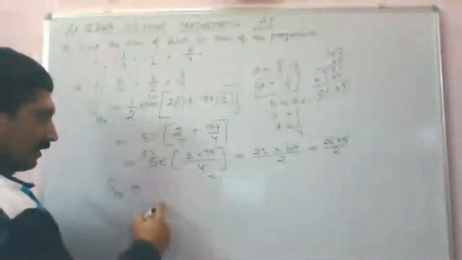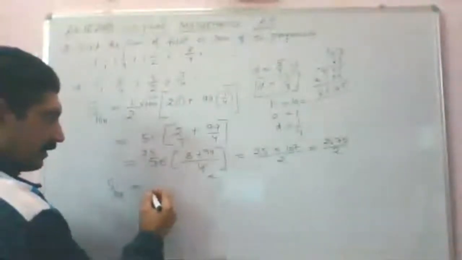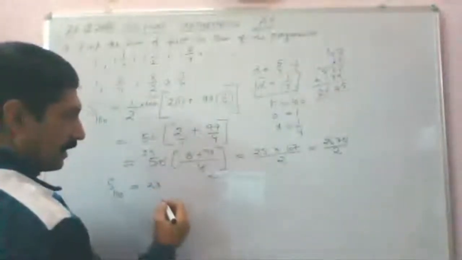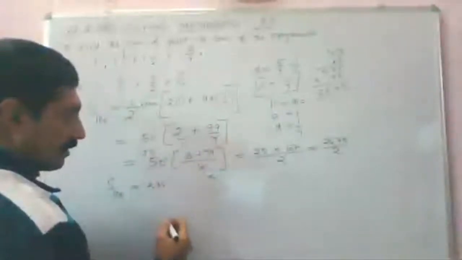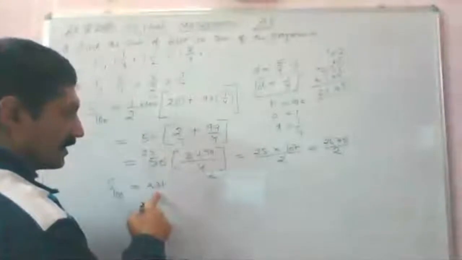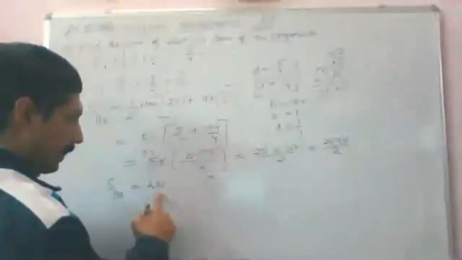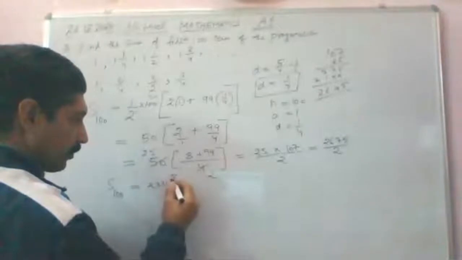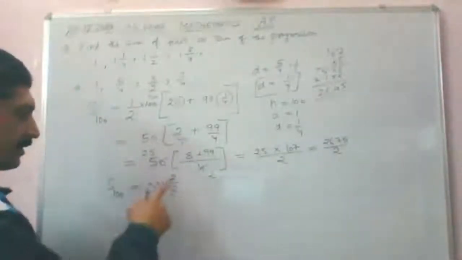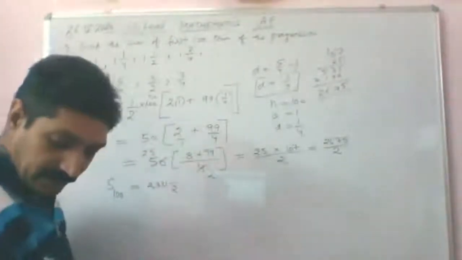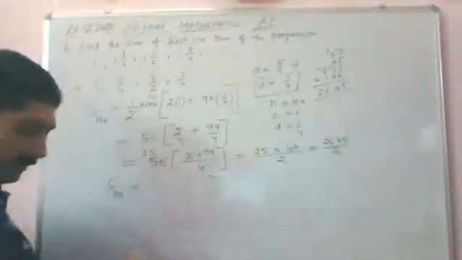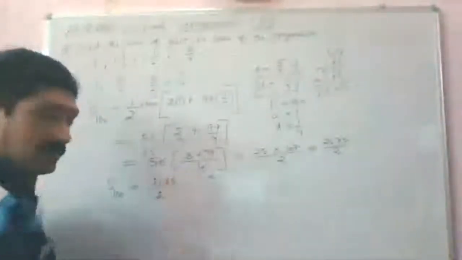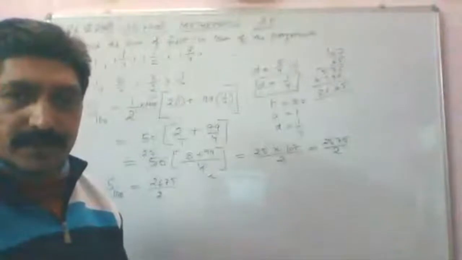So what is it in mixed fraction? Or you can keep it in the same form. Okay, sum of that is 2675 upon 2. This is the sum of first 100 terms of an AP, right?